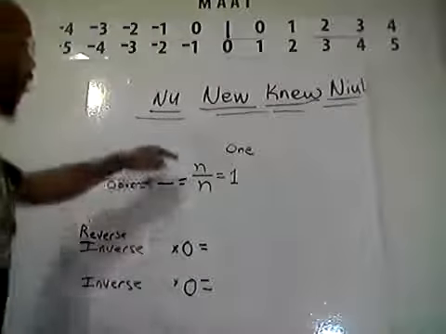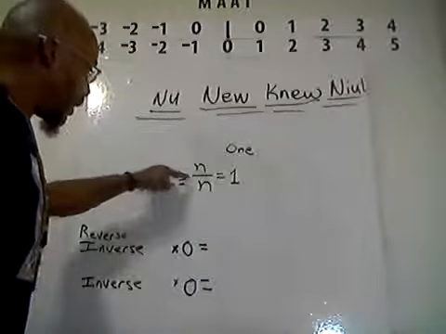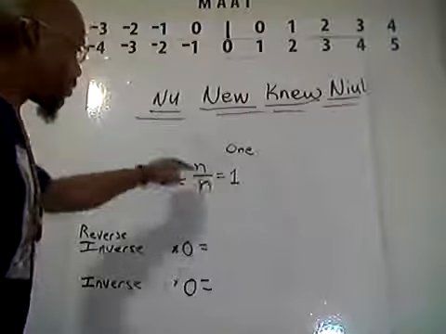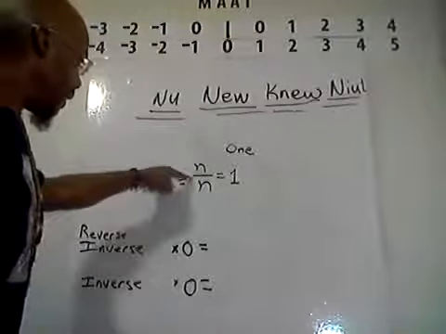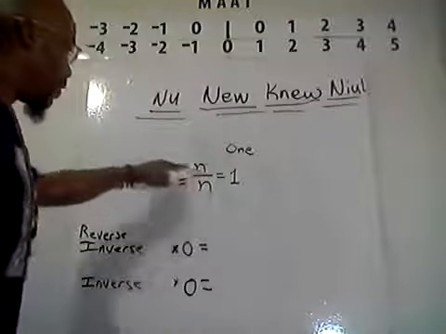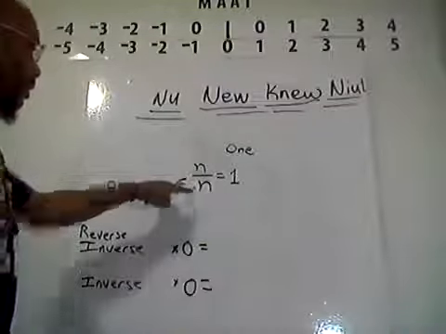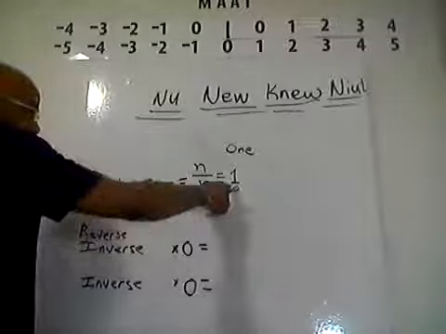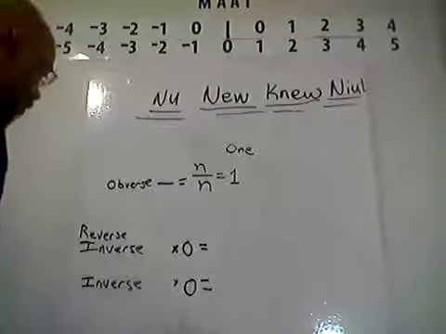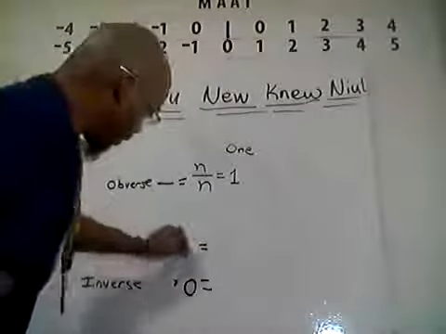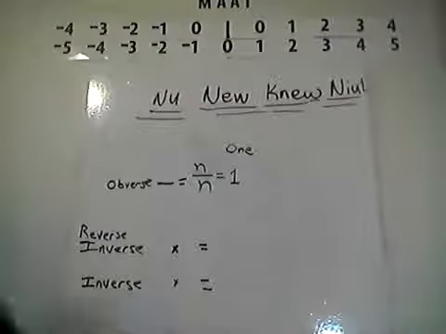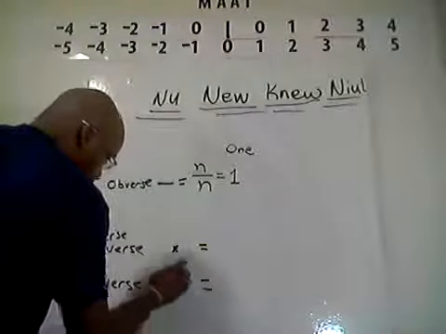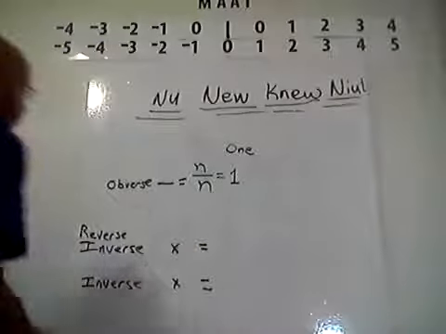Right? But also 1 alienate 1 equals 1. 2 alienate 2 equals 1. 3 alienate 3 equals 1. So any number alienate itself equals 1. So then the reverse inverse of this number.